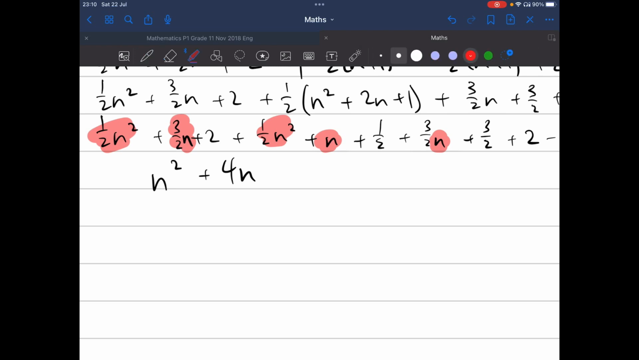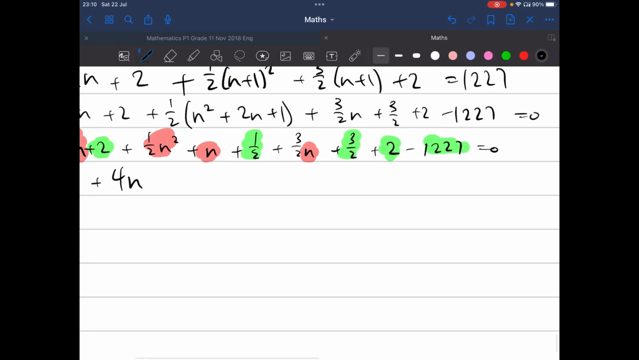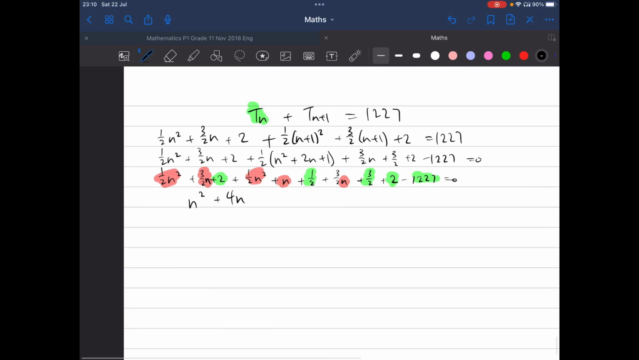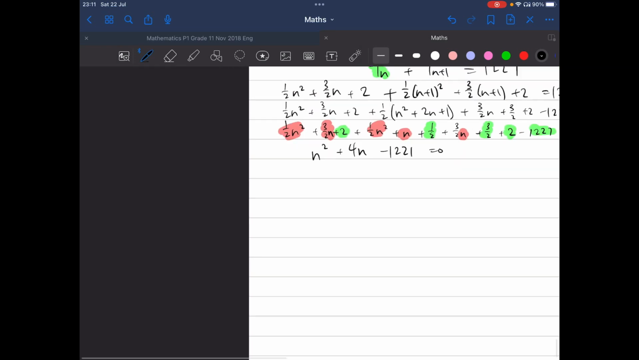Okay, and then now we can add all the ones without any variables, the constants. So let's do that quickly. So we have 2 plus 1 over 2 plus 3 over 2 plus 2 minus 1227. Okay, and that gives us minus 1221. Okay, and equals 0.